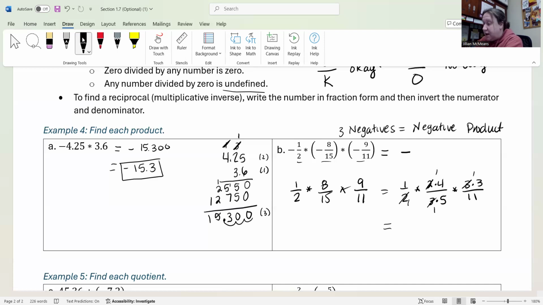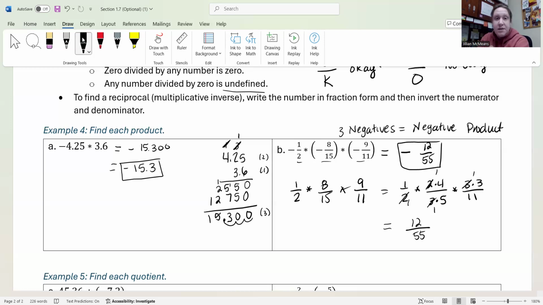So I get 1 times 1, which is 1. 1 times 4 is 4. 4 times 3 is 12. And then for the denominator, I get 1 times 1 is 1. 1 times 5 is 5. And 5 times 11 is 55. So we get -12 over 55 as our final result. So you're mixing two things: the idea of just multiplying fractions with the idea of multiplying integers where those negatives get thrown in.